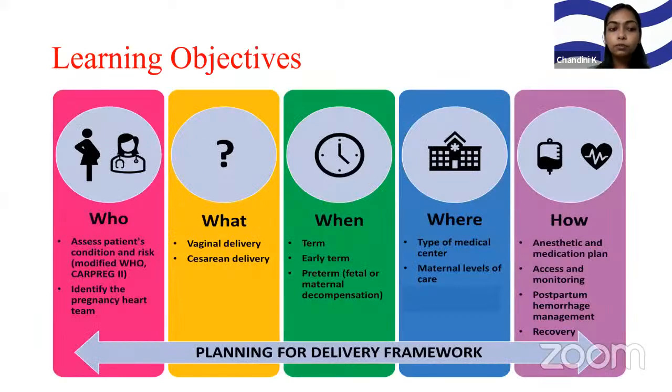So why to know about this topic? By the end of this class, these are our learning objectives. We should be able to answer these questions: who, what, when, where, and how. Who? We have to assess the patients right from before they plan for pregnancy. This includes risk stratification and assessment. By the time a patient comes for delivery, we have to decide on the mode of delivery, vaginal or cesarean. And depending upon the morbidity and the severity of complications, we have to decide if the pregnancy can be continued up to term or if early termination of pregnancy is required.